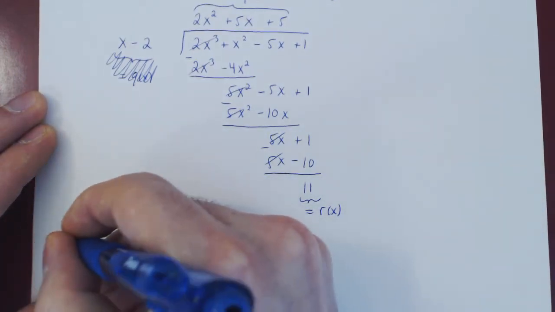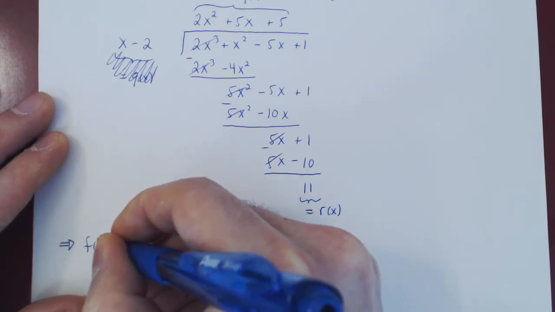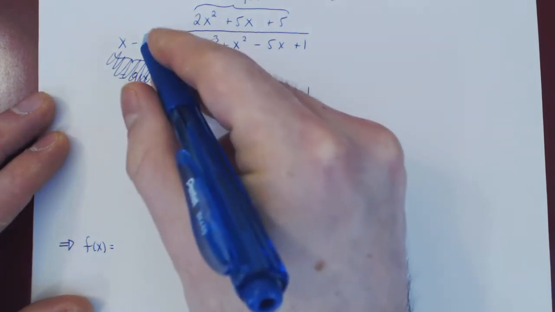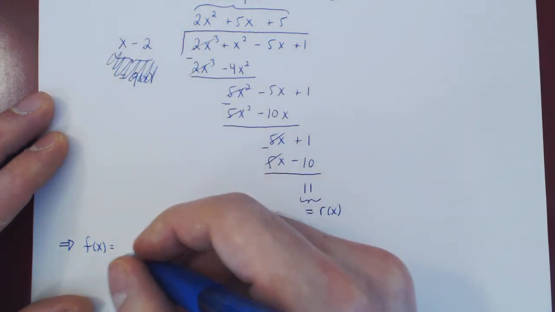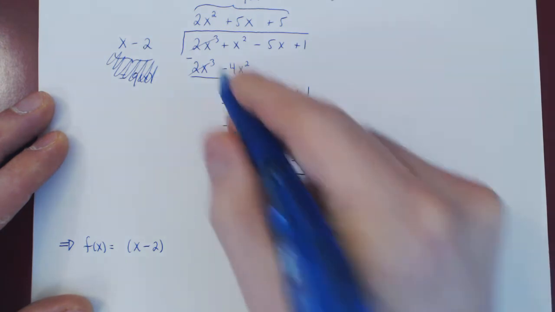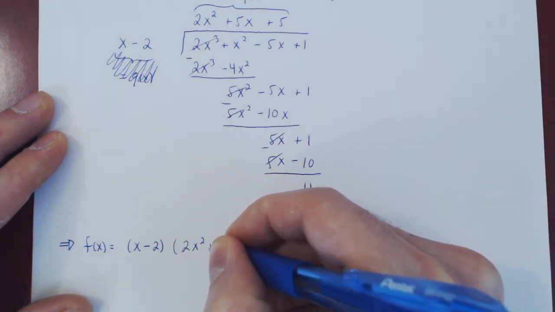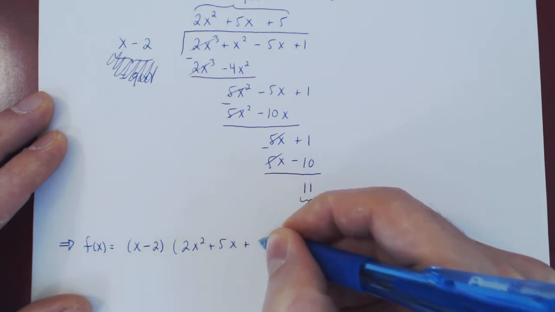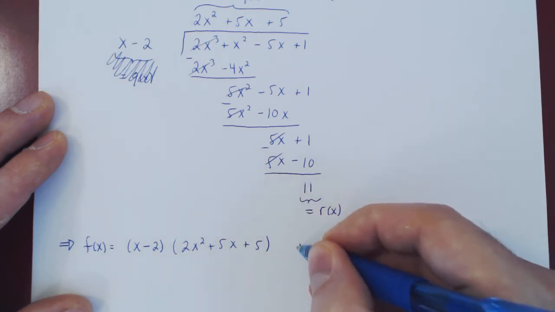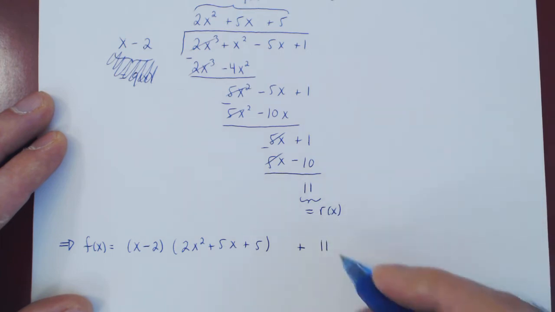So, f of x must be g of x, our divisor x minus 2, times the quotient 2x squared plus 5x plus 5 plus the remainder, which is simply 11. It's a constant remainder.